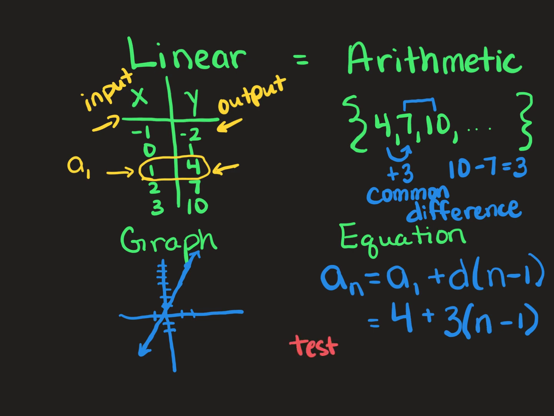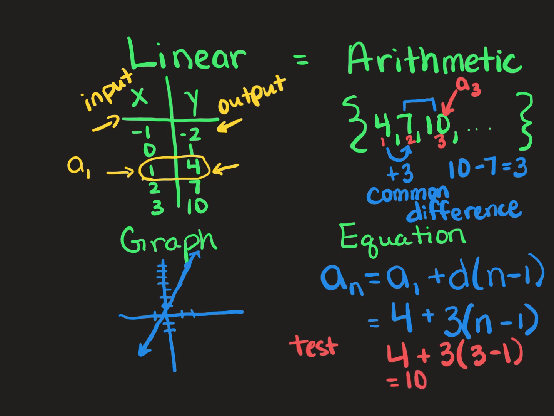If we want to test our equation and make sure it works, I'm going to take 10. You can see that 10 is the 1, 2, third term, so a sub 3. If I plug a 3 in for my variable, meaning I'm going to change that n into a 3, I can type all of this in my calculator, and it's going to give me a 10.